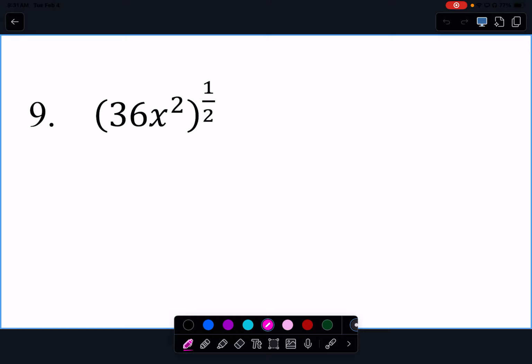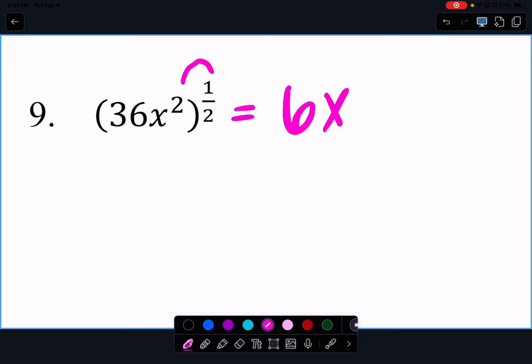When I raise something to the power of 1/2, what am I actually doing? Not taking half of it, I'm taking the square root of it. What is the square root of 36? 6. And then when I raise a power to a power, what do I need to do? Multiply. What is 2 times 1/2? So I just get 6x as my answer.